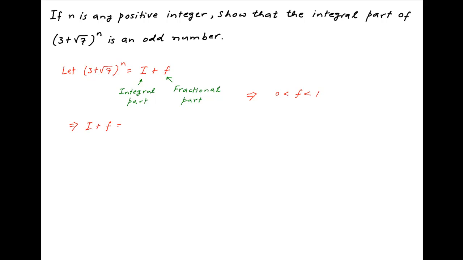Therefore, I + f is equal to (3 + √7)^n, which using the binomial theorem can be expanded as 3^n + nC1 · 3^(n-1) · √7 + nC2 · 3^(n-2) · (√7)^2 + and so on. Let's call this result 1.